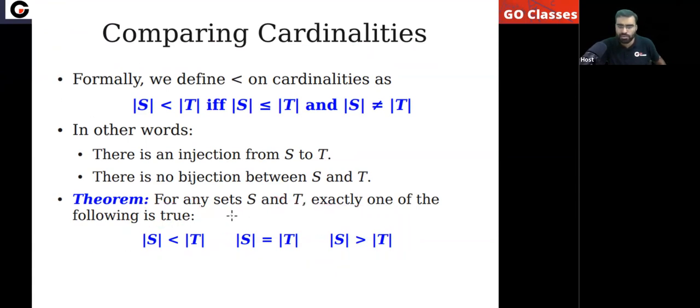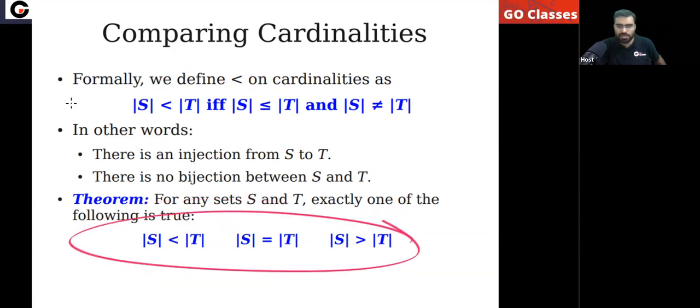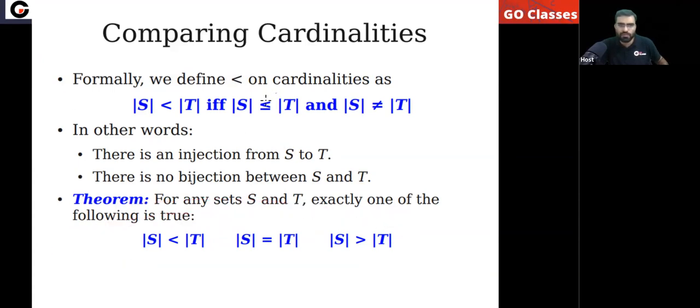If I give you any two sets, then either their cardinality will be the same, or the cardinality of S will be less, or the cardinality of T will be less. So if I give you any two sets, then exactly one of these will happen. Okay. Also, we have seen this.